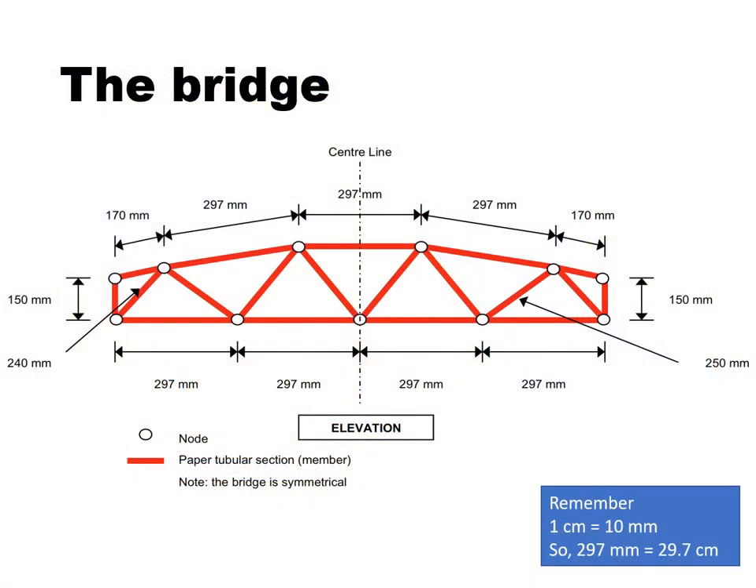Here you can see the drawing of the bridge. In this case, we're going to just build one side of the bridge. The red lines indicate the sections or the members, and these are going to be the tubular paper sections that we make. The white dots are what are called the nodes or the connections, and this is where the nuts and bolts are going to go through the holes in the paper to connect each of the paper tubes together.